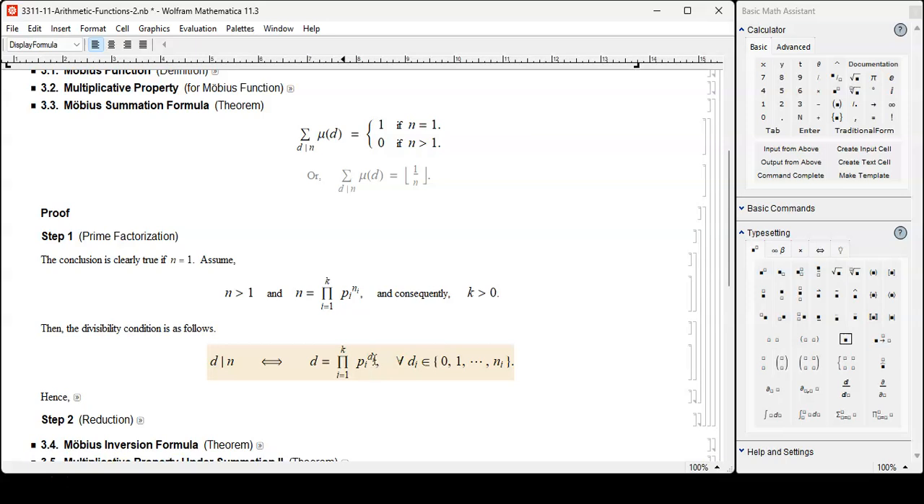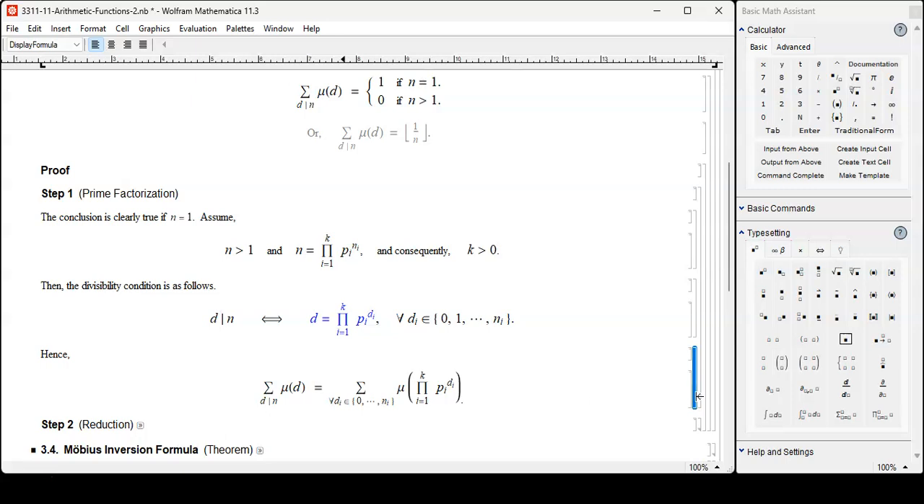And consequently, putting this thing here, which I just highlighted in blue, in this form, we get the summation of this d is the summation of this product. This is what we have so far.